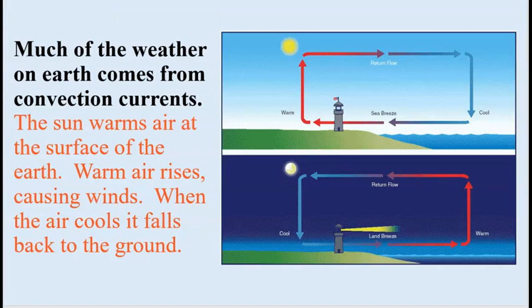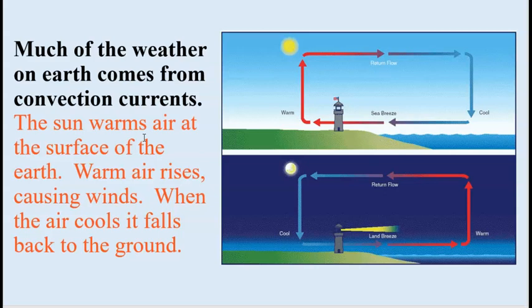Much of the weather here on Earth comes from convection currents. Especially here, we're very familiar with convection because Houston, Texas is a place that gets a lot of tropical weather, a lot of hurricanes and other storms blow in from the Gulf Coast.